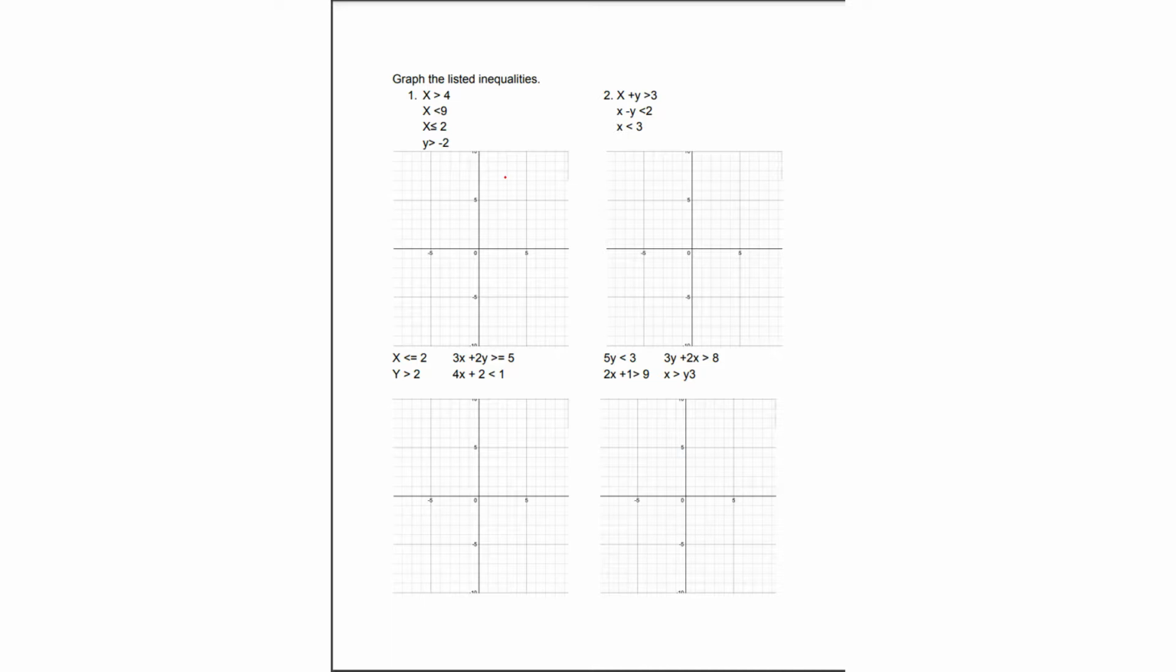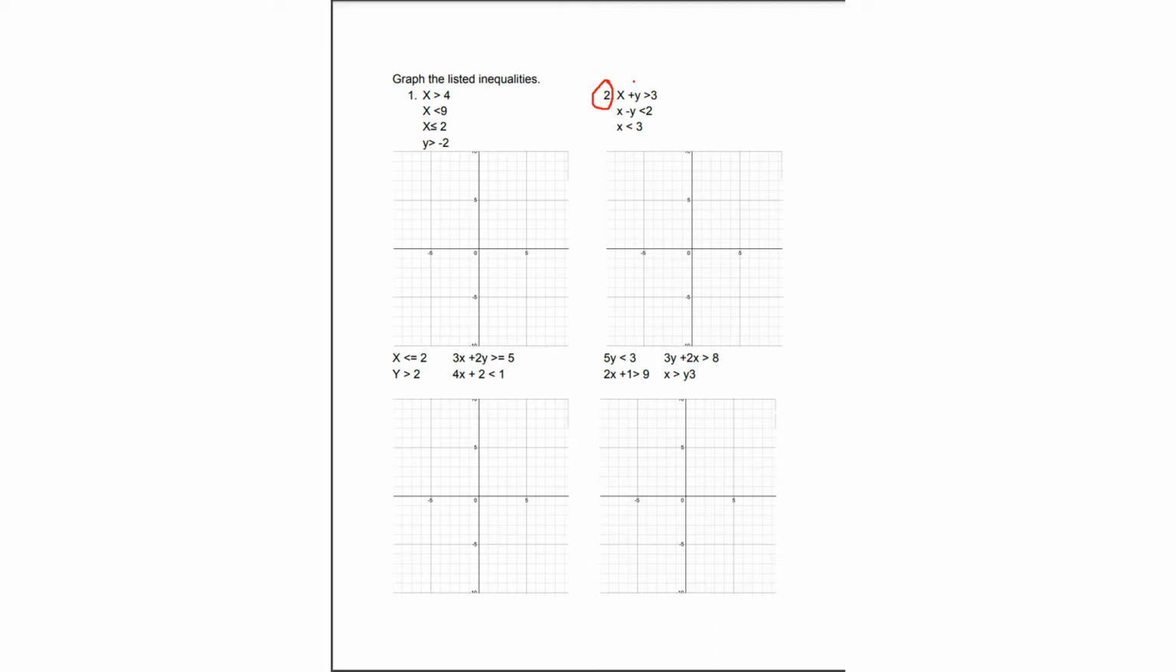That is your answer for this problem. For this next part, it's just putting together a whole bunch of lines in one graph. So let's try number 2 right here. x plus y is greater than 3, x minus y is less than 2, and x is less than 3.